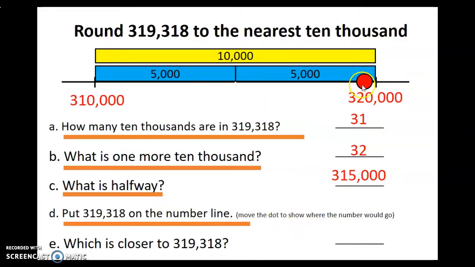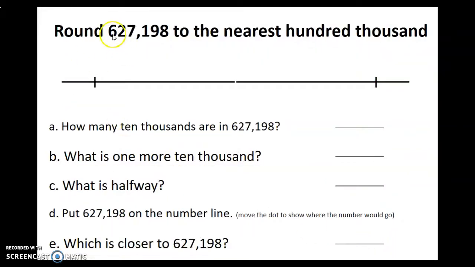We have 319,000 right here. I know it's past 315 because 19,000 is bigger than 15,000, and 19,000 is almost to the 20,000. It's real close to 320,000. So I'm going to round 319,318 to 320,000.